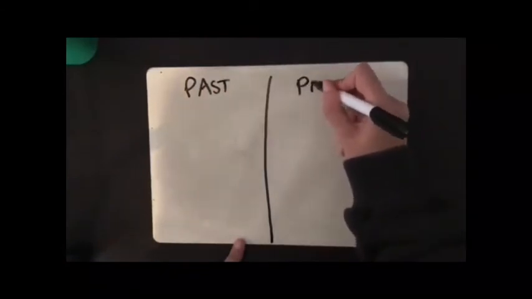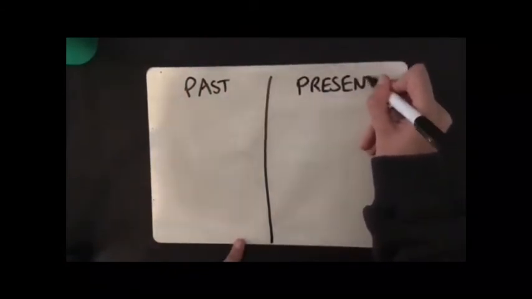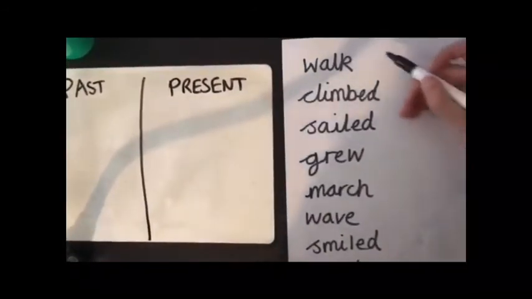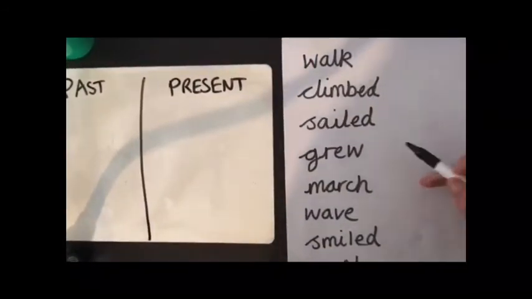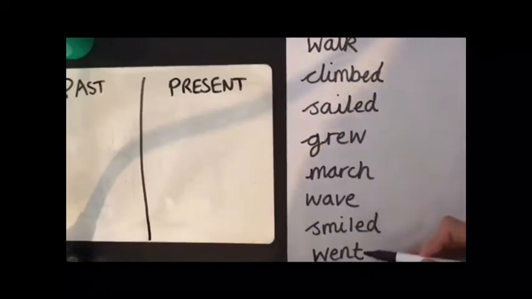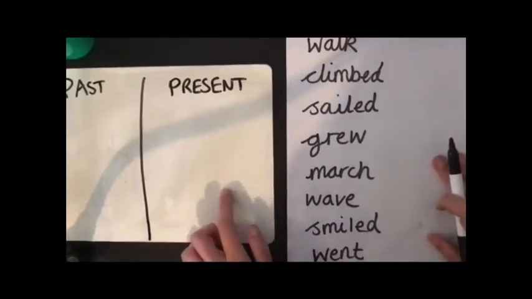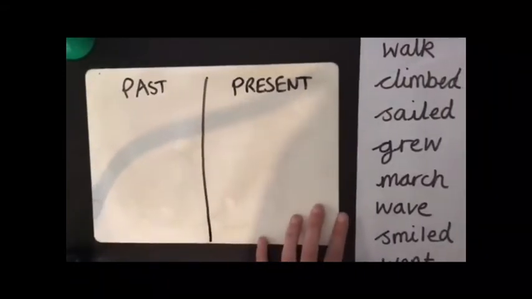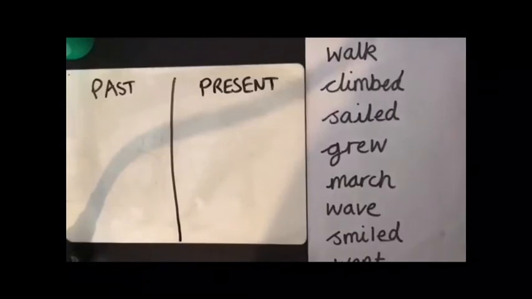So I would like you to split your piece of paper in half like this, and on one side write past, and on the other side write present. I am going to give you some verbs, and I want you to decide whether you think they are past tense verbs or they are present tense verbs. Okay, here are your list of verbs. We've got walk, climbed, sailed, grew, march, wave, smiled and went. Do you think you can sort these verbs into whether you think they are present tense verbs or past tense verbs? And write your ideas down on your piece of paper. Are you ready? Off you go.